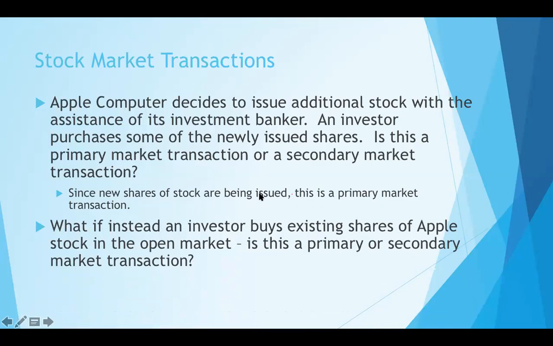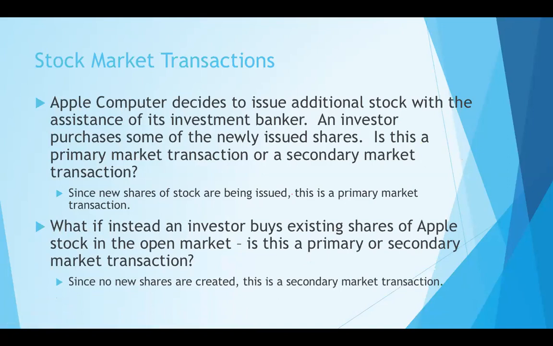Another question. What if the investor buys existing shares from the secondary market? Is it the primary or secondary market? Of course, in this case, it's a secondary market transaction. So I guess it's clear: if it is newly issued, it's a primary market transaction, an IPO. If it is an existing share, then it's a secondary market transaction.